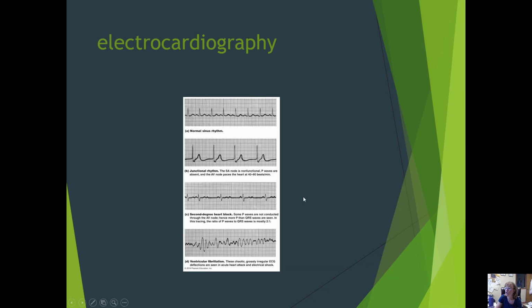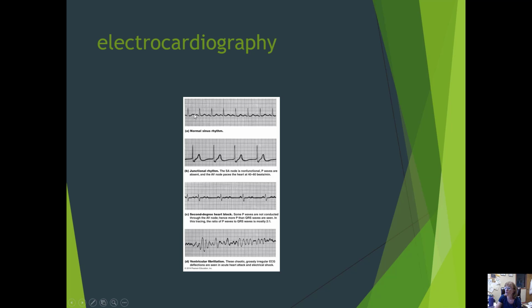So this just shows some examples of different rhythms. What I was talking about with the heart block, I'll show you how we can't see P waves in just a minute. So one thing to remember with electrocardiography is to know who's driving the bus, and in other words, who is initiating the rhythm.